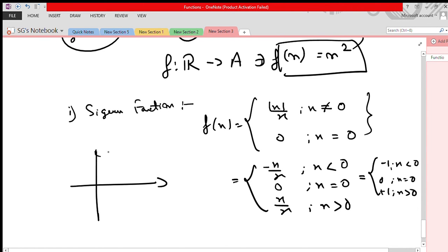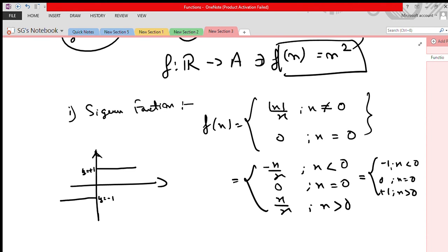So when is x less than 0? When x is less than 0, it is minus 1. So it's this sort of a line where this actually is y equals minus 1. Here x is 0 and here you have plus 1. Okay, this is y equals plus 1. Clear? This can be the mapping of the signum function. Got it? I guess it's clear.